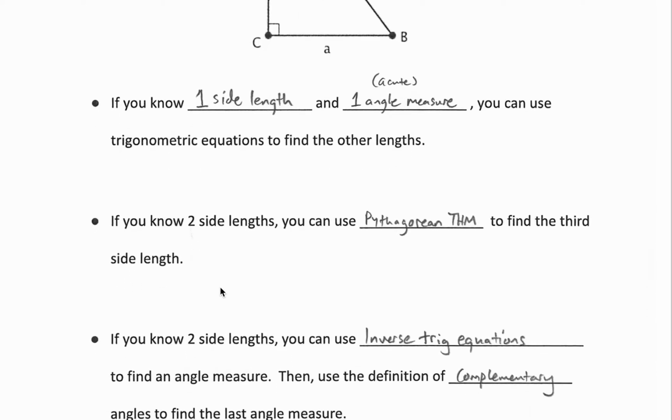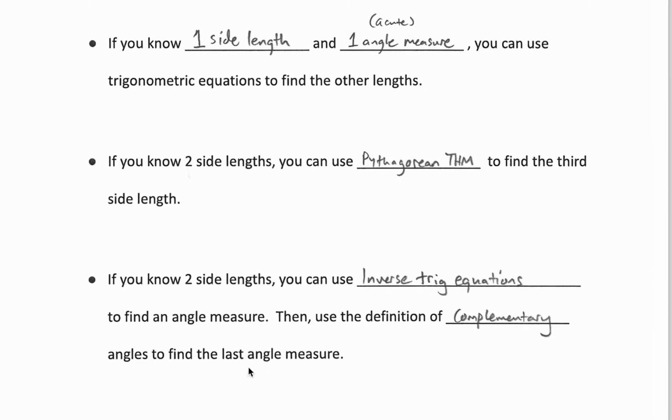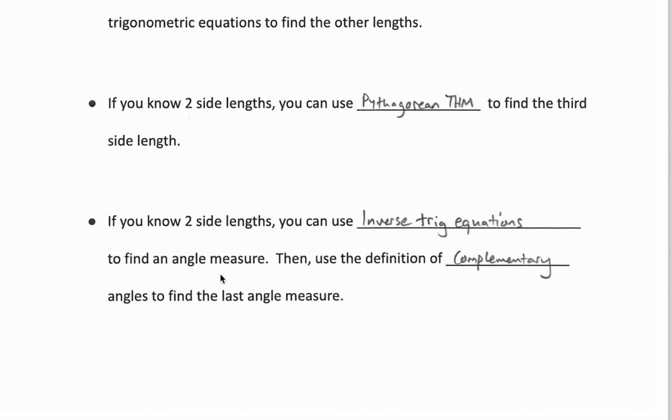If we know two sides, we don't need trigonometry. We can just use the Pythagorean theorem to find the third side. Also, if we know two side lengths, we can use what are called inverse trig equations to find our angle measures.